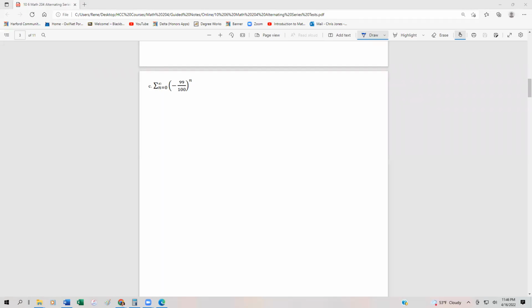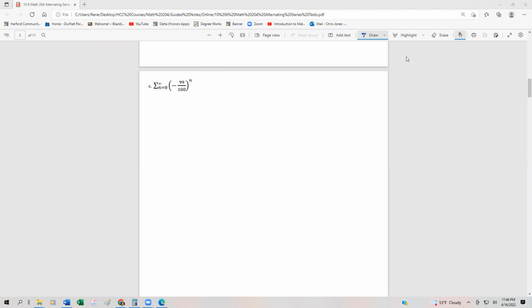A few more examples of alternating series in the alternating series test. Series n equals 0 to infinity, negative 99 over 100 to the n. This actually looks like a geometric series that we saw earlier in the course, and it is a geometric series, but we're going to use the alternating series test. The only detriment of the alternating series test is that we can't easily find the sum of the series, like we could with a geometric series, the a over 1 minus r sum.